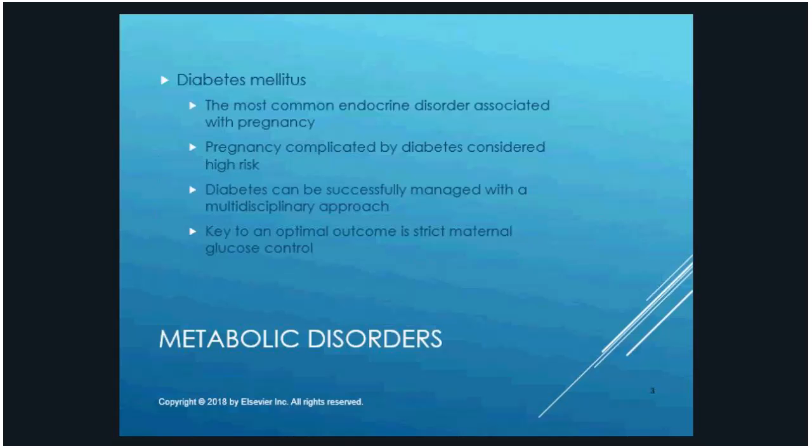Diabetes is the most common endocrine disorder associated with pregnancy. Pregnancy is complicated by diabetes and is considered high risk. Diabetes can be successfully managed with a multidisciplinary approach, and the key to an optimal outcome is strict maternal glucose control during pregnancy.